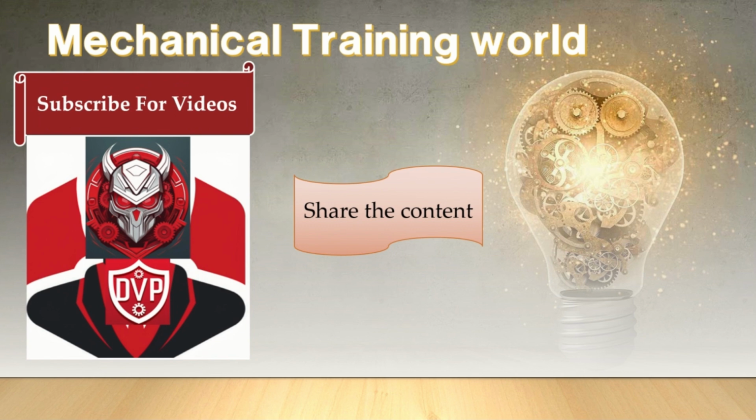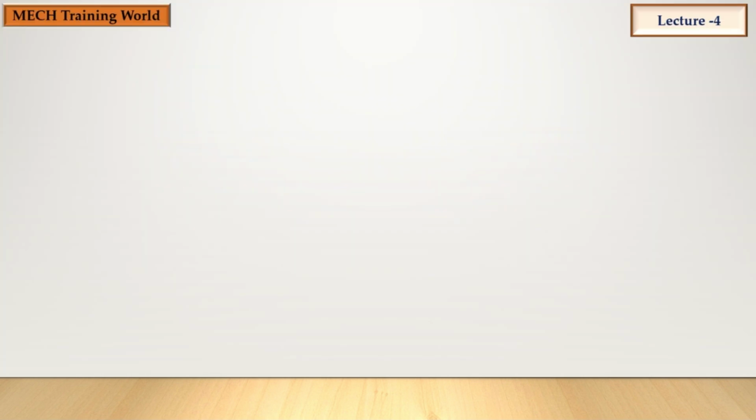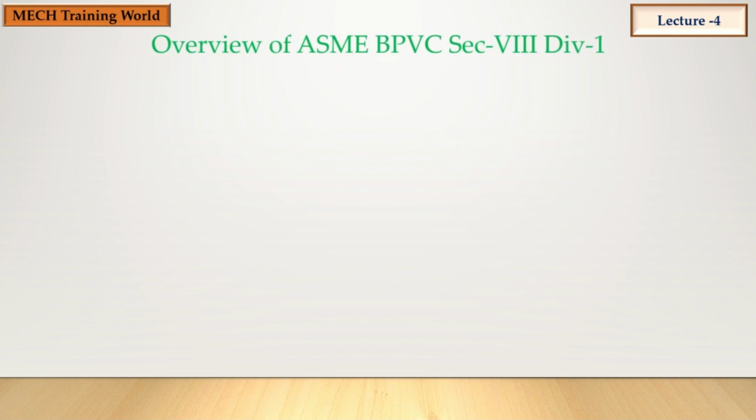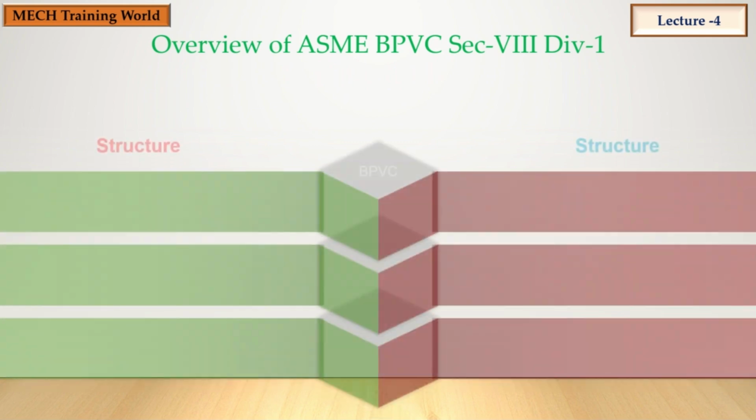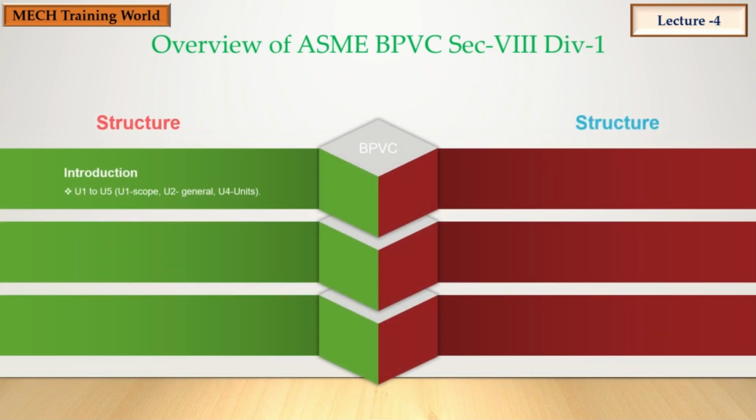So let's get into the topic, guys. This is the fourth lecture of ASME BPVC Section 8 Division 1 training. In this section, we will cover an overview of ASME BPVC Section 8 Division 1. So, let's start, guys. First one is the introduction. In this introduction section, you will get a brief idea about where to apply the code, which type of equipment you need to apply this code to, and what to do if certain rules are not applicable. All this information you will get from this introductory section.